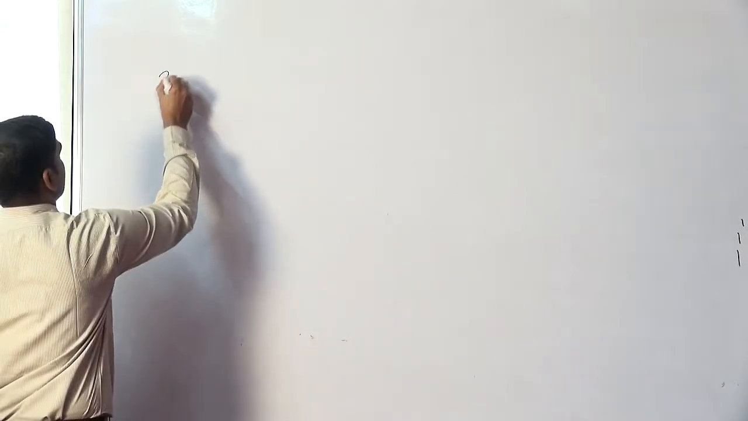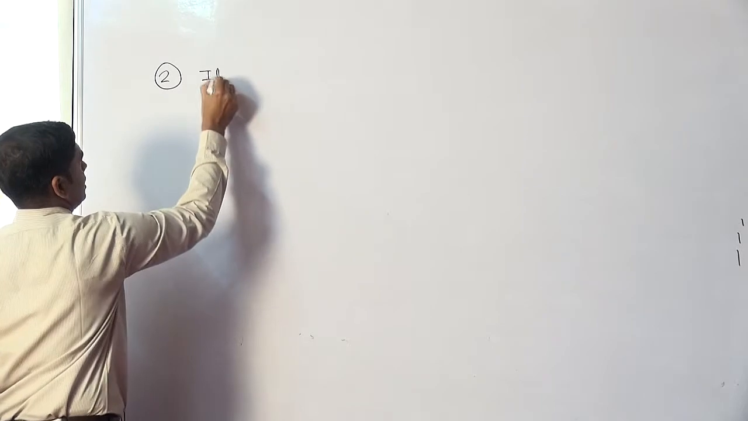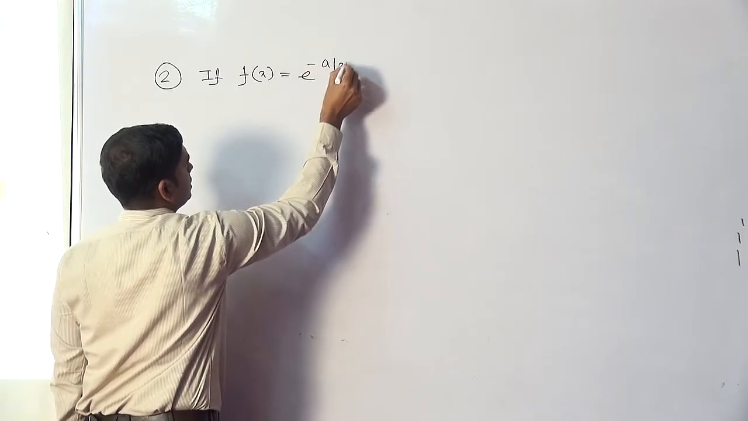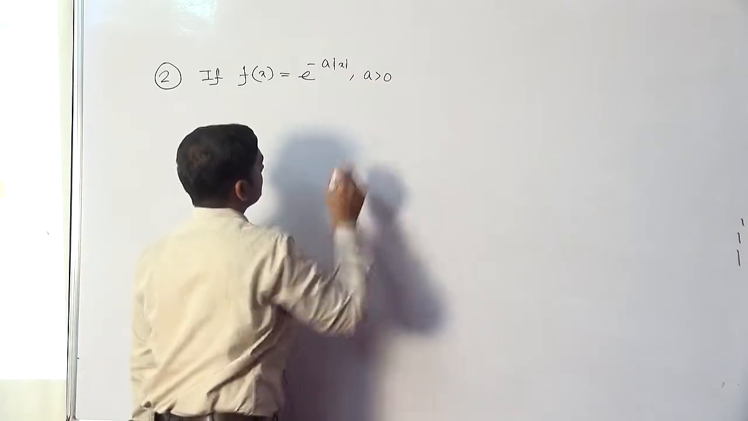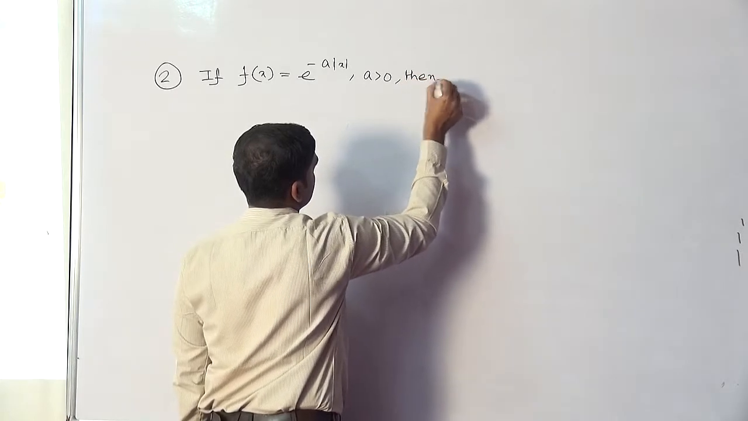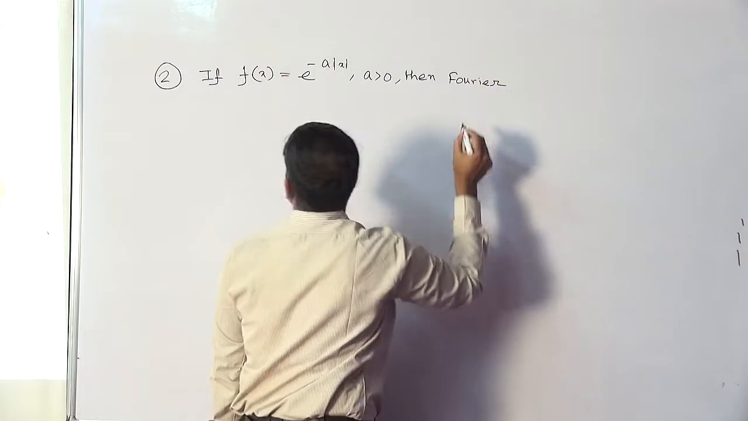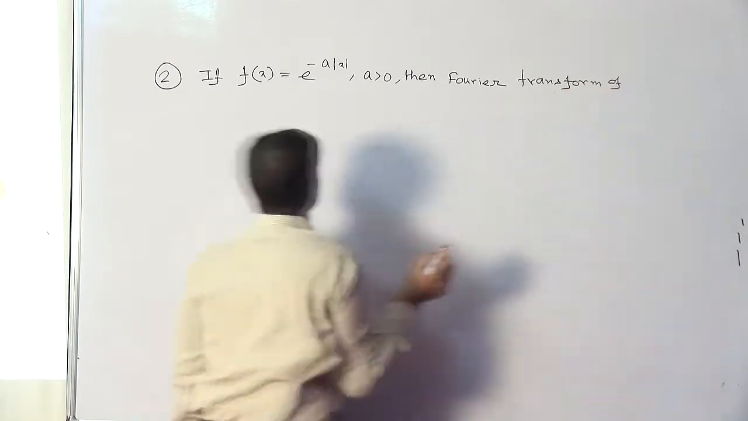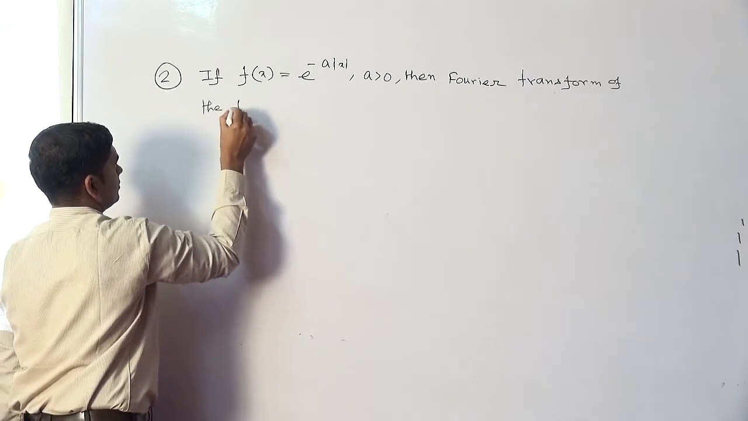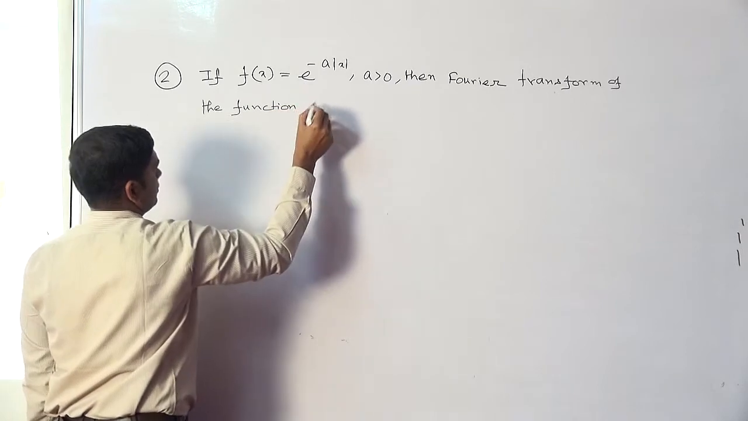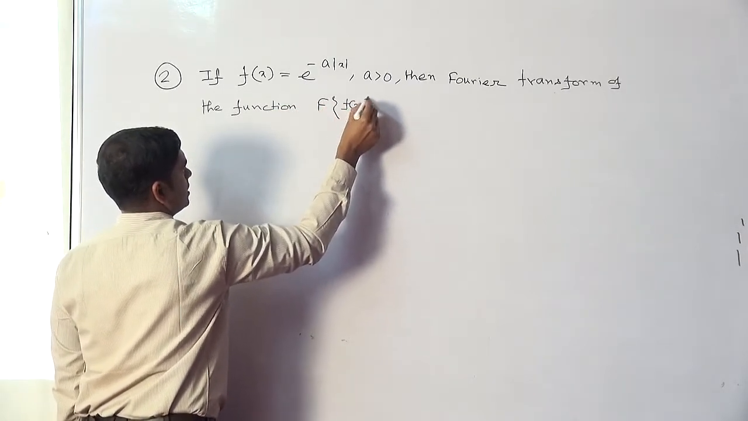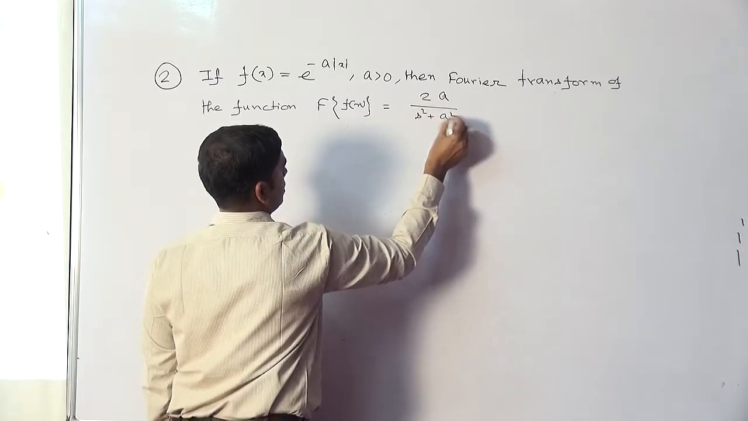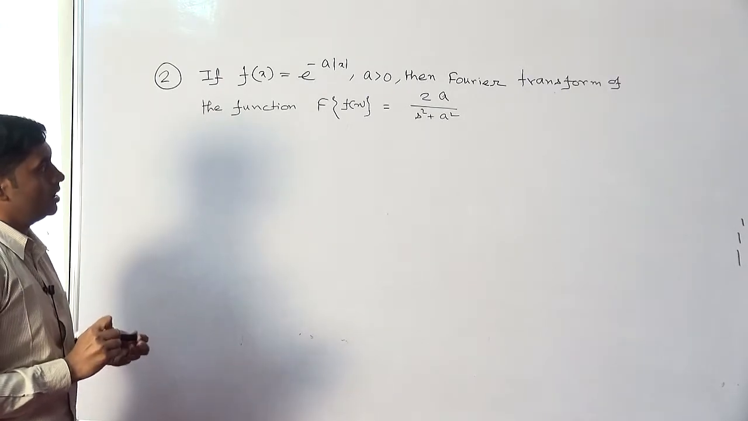So number 2 is that if the function f(x) is e to the power minus a mod x, where a is greater than 0, then the Fourier transform of that function f(x) is 2a over a squared plus s squared. Okay, so this is our first important result.